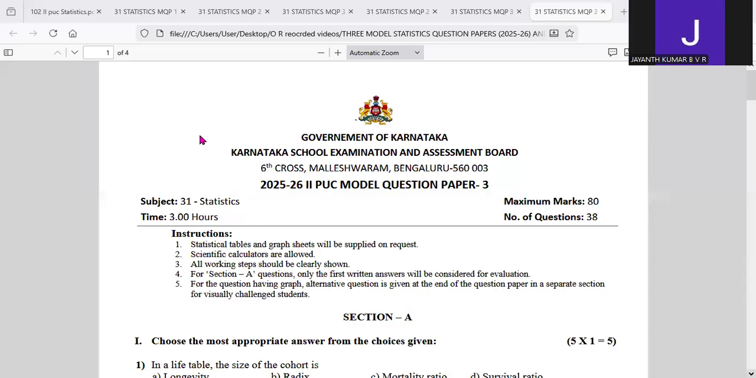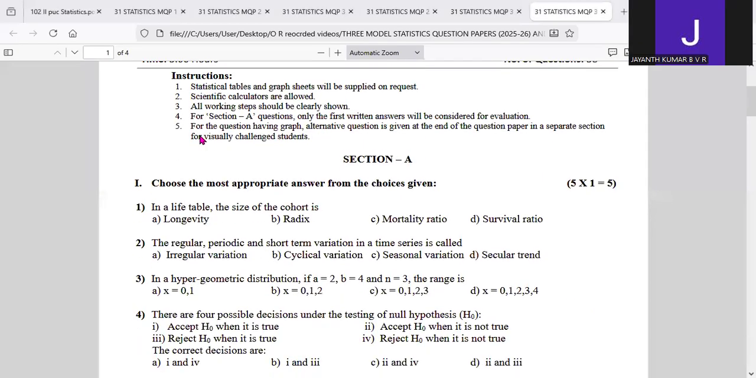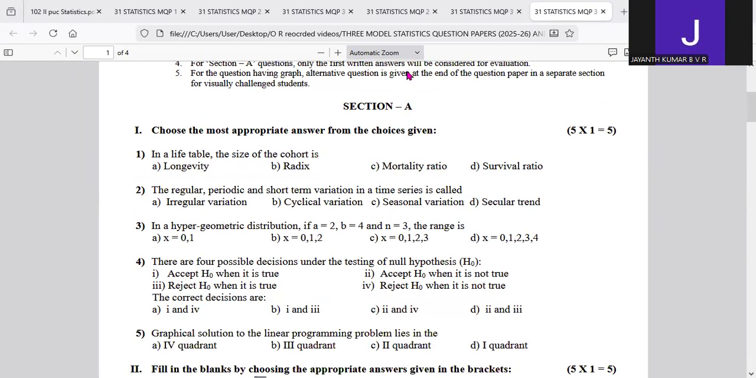Okay, model 3 question paper. Ready with the MCQ questions. In a life table, the size of the cohort is called radix. Now, the regular, periodic, and short-term variation of a time series is called: secular trend, no. Seasonal, yes. The regular, periodic, and short-term variation of a time series is called seasonal variation.